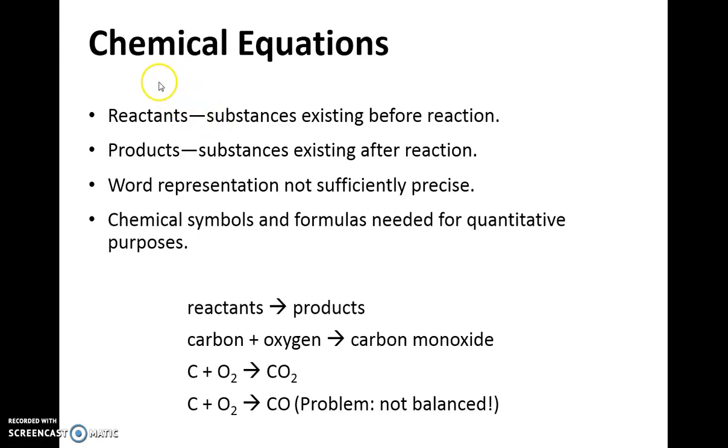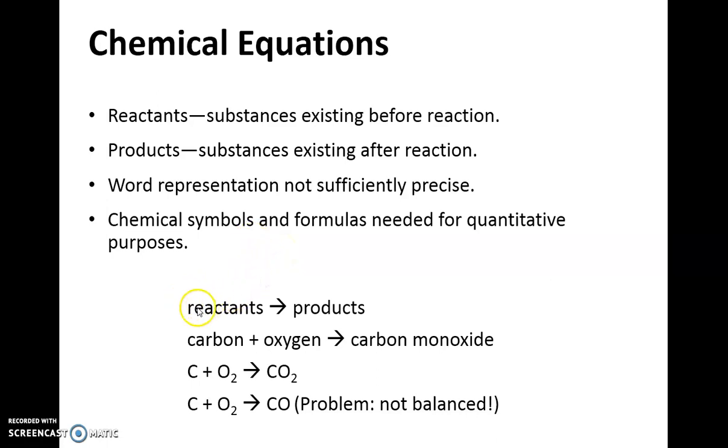Each chemical equation has some different parts. We have the reactants, and the reactants are what exists before the things react. That's what we're putting together or taking apart to produce the final substance, which is our product. The products are the substances that exist after the reaction. We can express this with words, but that doesn't tell us as much as we need. So we're going to use symbols and formulas, and we can use those for quantitative purposes.